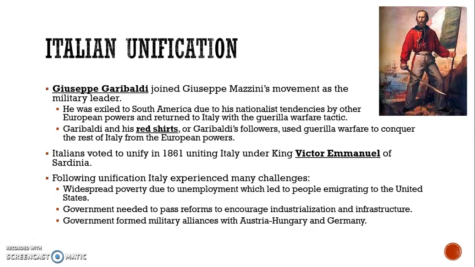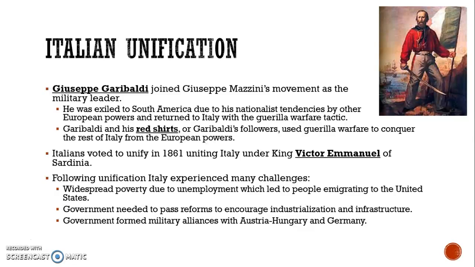He was exiled to South America due to his nationalist tendencies, but returned to Italy with knowledge of guerrilla warfare that he had learned in South America. He and his red shirts, or Garibaldi's followers, based on the red shirt that they wore, as you can see him wearing in the top right-hand corner, used guerrilla warfare to conquer the rest of Italy from the European powers. Overall, they were able to unify, and they voted for unification in 1861 under King Victor Emmanuel of Sardinia.